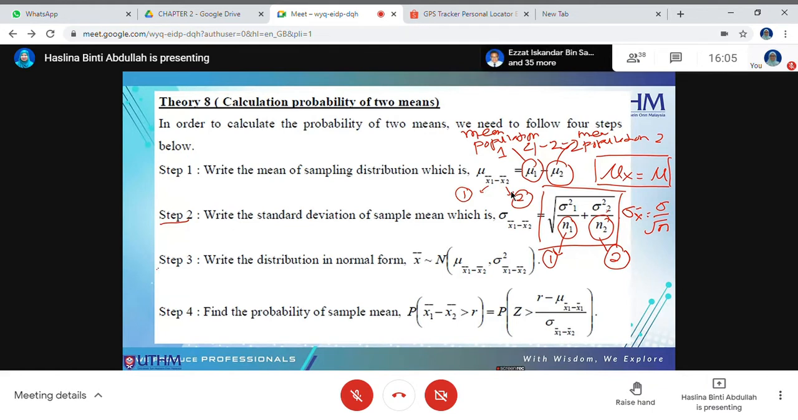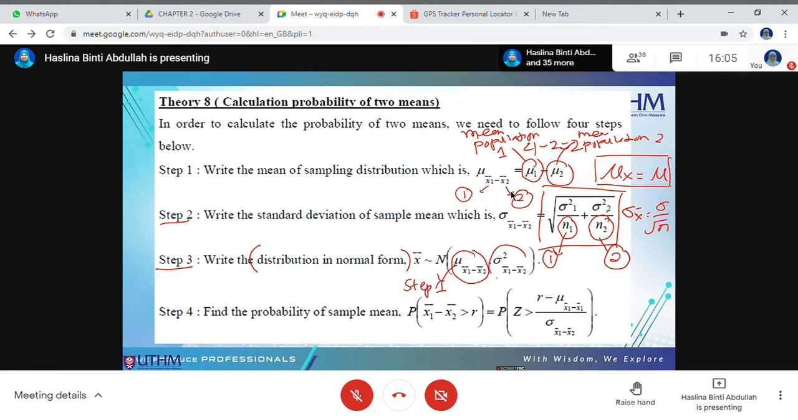And then for the third step, you need to write the normal form for the normal distribution. Mu x bar 1 minus x bar 2 refers to the value which is in step 1.